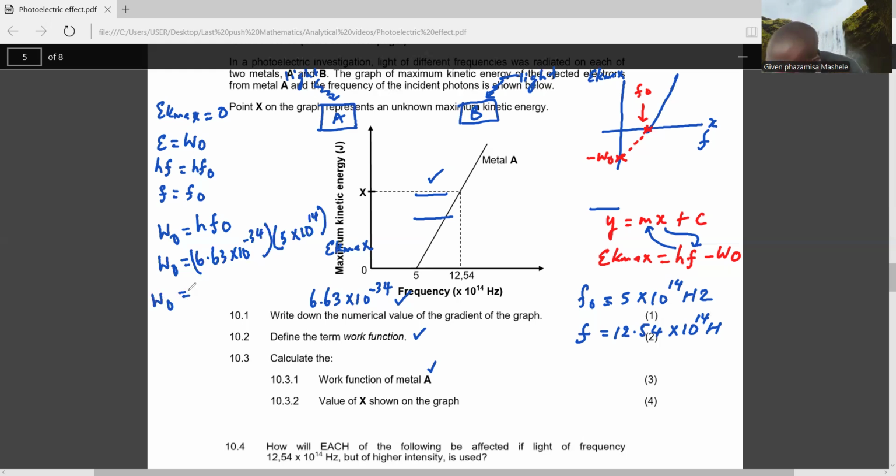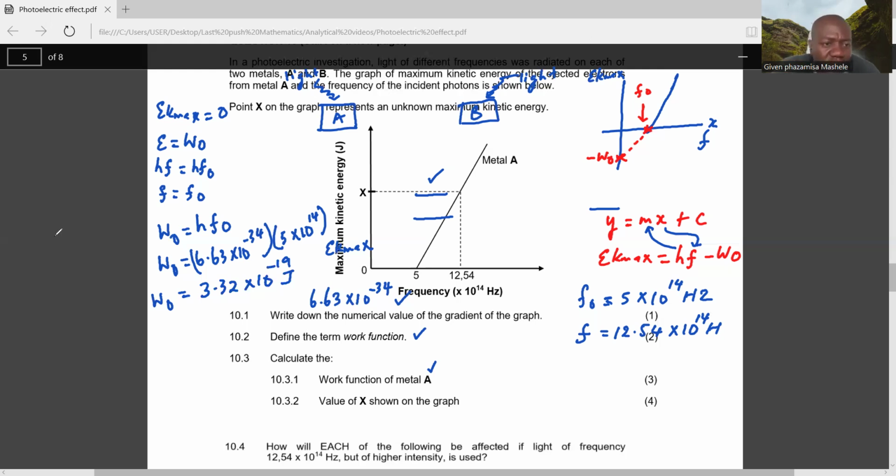So let's now calculate the work function. So it's 6.63 times 10 to the power minus 34 multiplied by 5 times 10 to the power 14. So it means the work function will be 3.32 times 10 to the power negative 19 joules. Now we have calculated that.